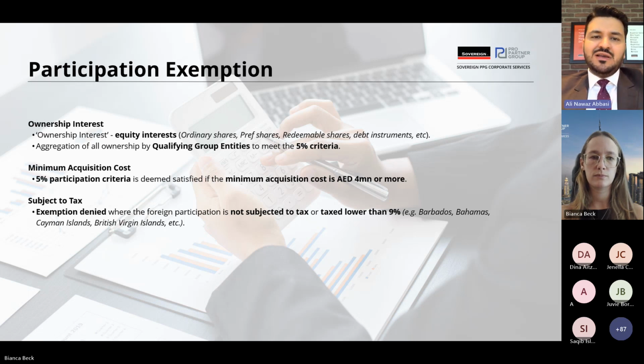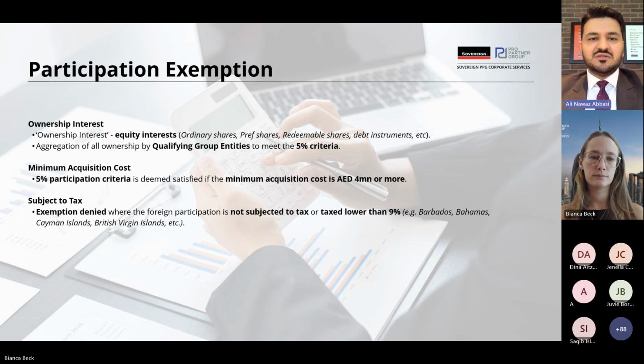A UAE company earning dividend income from its local holdings is fully exempt from UAE corporate tax. However, dividend income from foreign holdings is not automatically exempt. It can be exempt if conditions of participation exemption are met.